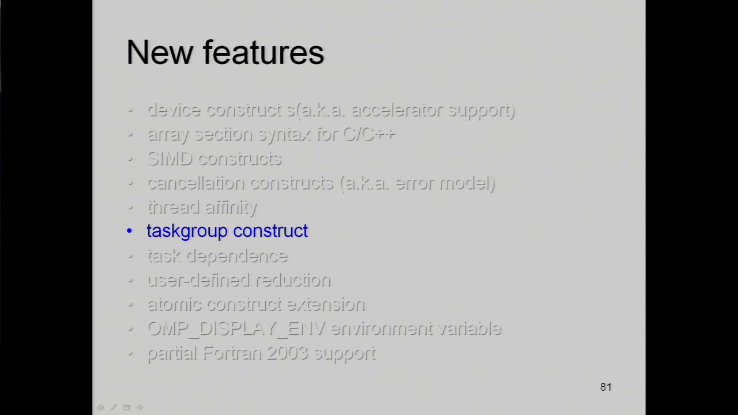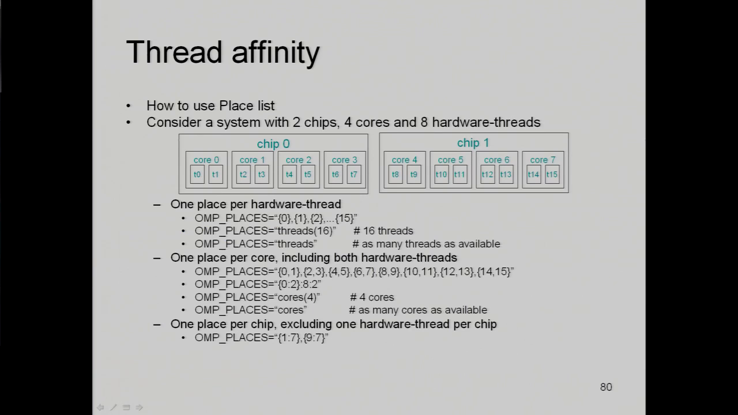Okay, let me see what's next. Okay, why is 9 to 7? In the last row, you have 1 to 7 and 9 to 7. It should be 8 to 7. Oh, it should be 8 to 7, yeah.